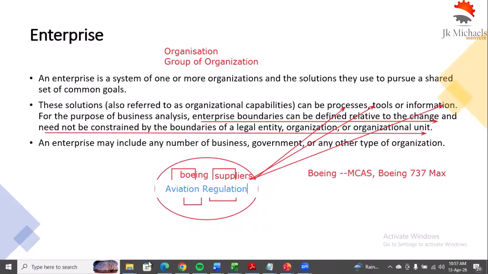So you don't want to limit the definition of enterprise to a legal entity.